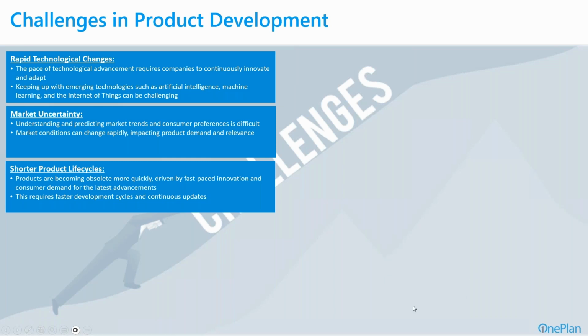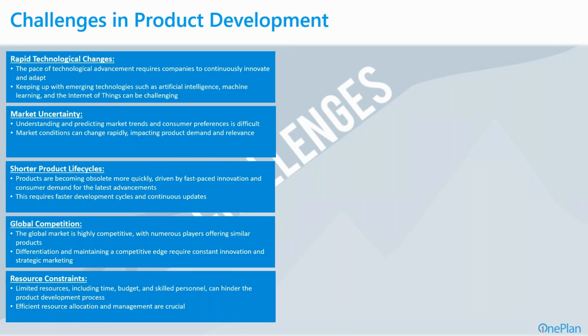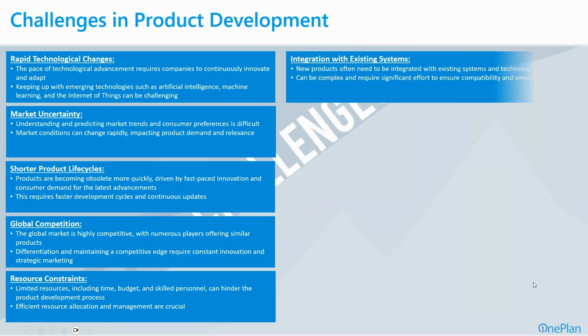This requires faster development cycles and continuous updates to the products that we have. Global competition is something that's important, meaning we're facing competition on more fronts, meaning we have to be even more on top of our game with innovation and strategic marketing to differentiate ourselves. And then this is a resource-constrained market. Finding the right resources at the right time and the skilled personnel can hinder the development process. And efficient resource allocation and management of those resources on the right things is of paramount importance to us.